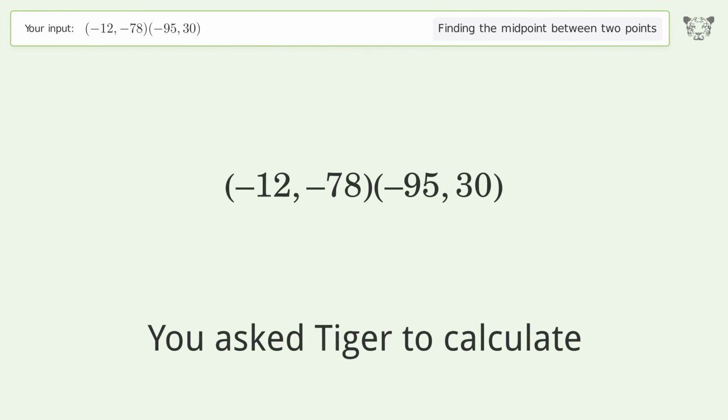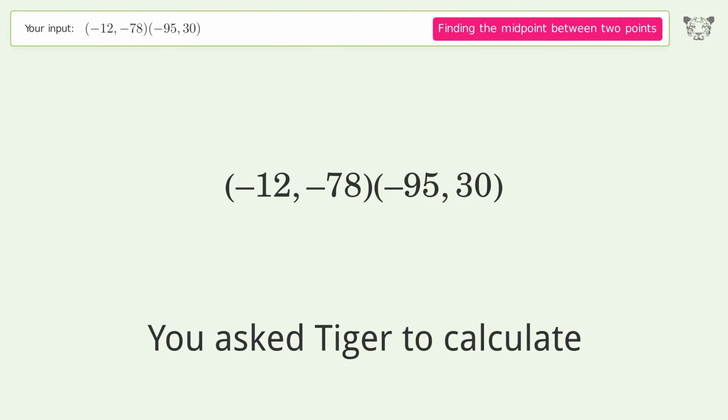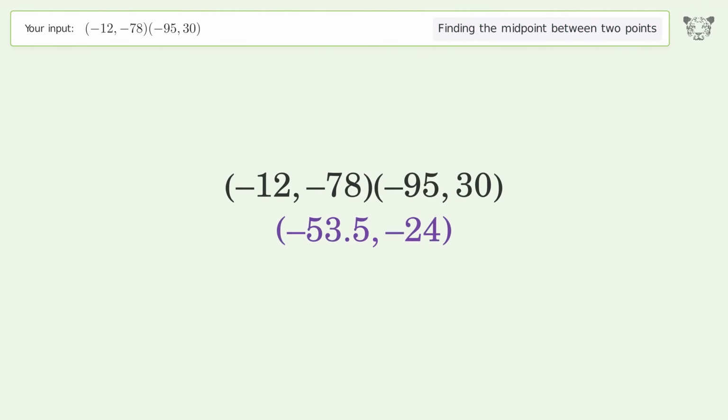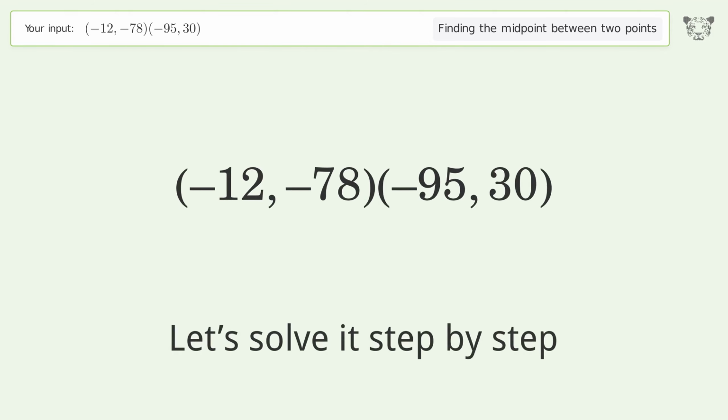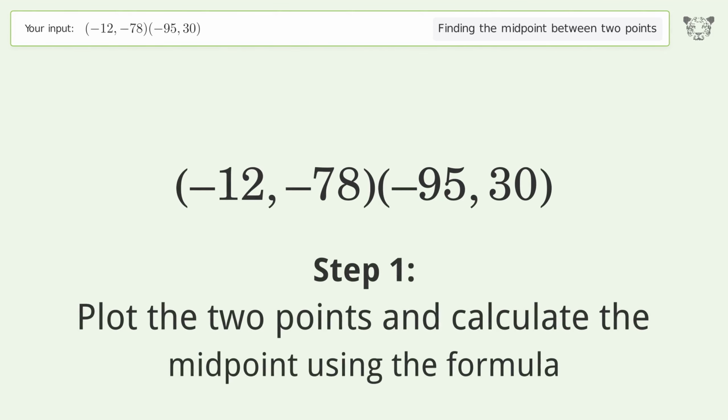You ask Tiger to calculate. This deals with finding the midpoint between 2 points. The midpoint between the 2 points is -53.5, -24. Let's solve it step by step. Plot the 2 points and calculate the midpoint using the formula.